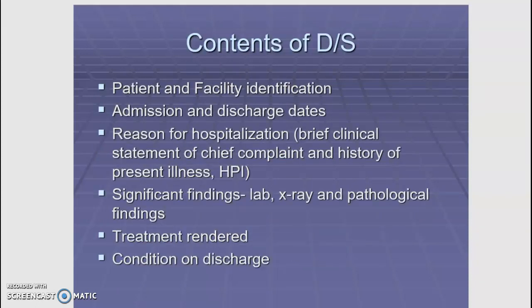So what are the whole contents of a discharge summary? Well, you have patient and facility identification. Admission and discharge dates should be at the top. Reason for hospitalization. Again, you see chief complaint, history of present illness. Significant findings. Did they find anything in the lab? The x-ray? Did they take a biopsy? So that would be in the pathological. And what treatment was rendered? And then finally, when they left the hospital, what was their condition on discharge?